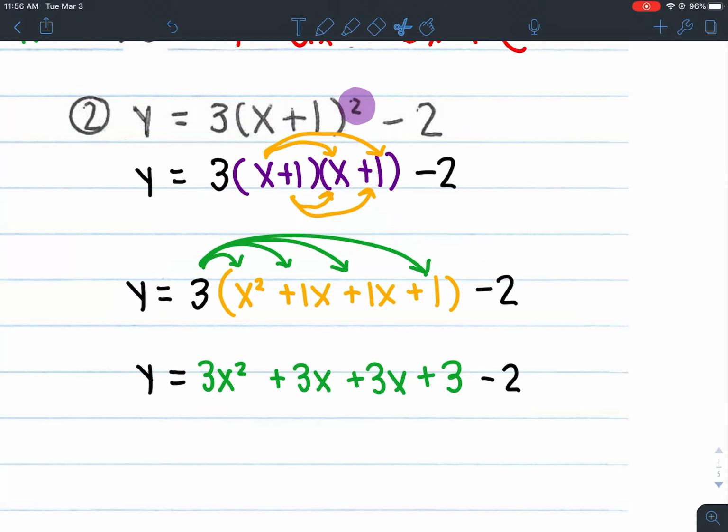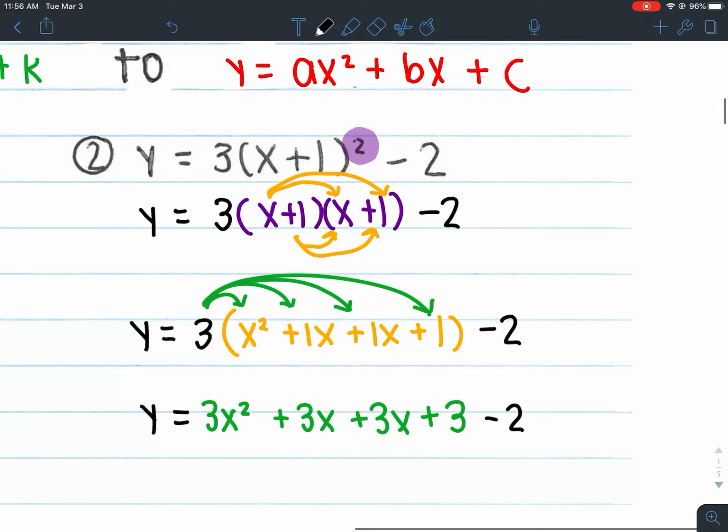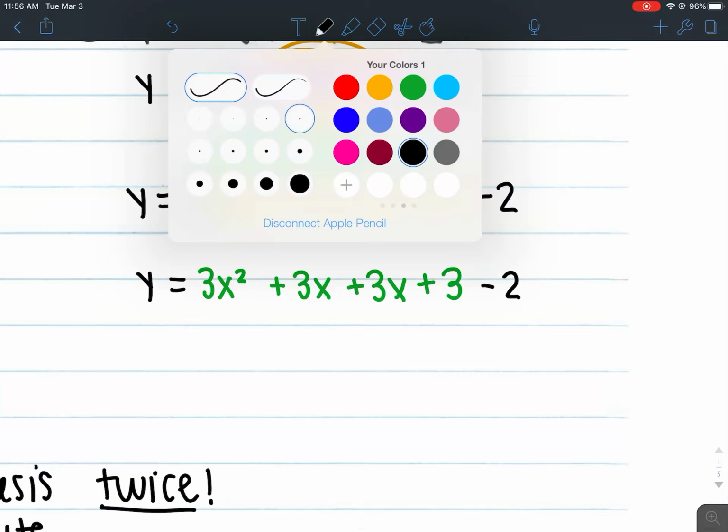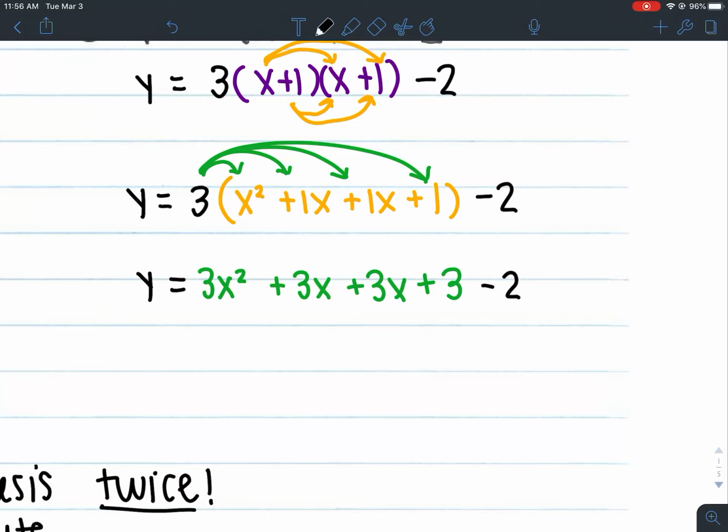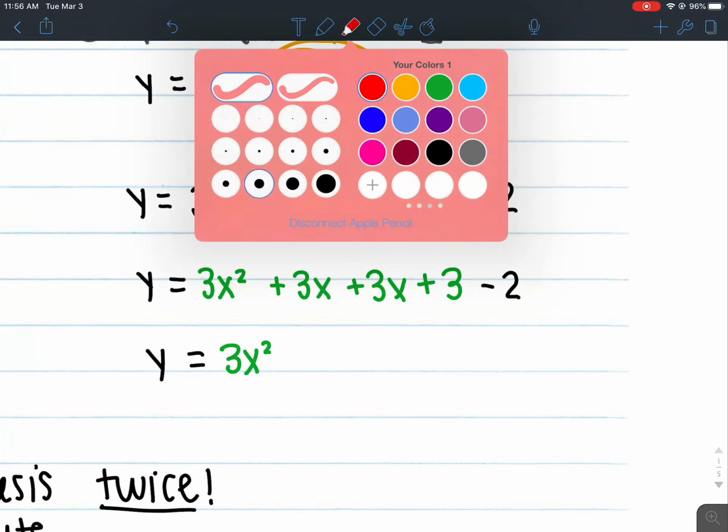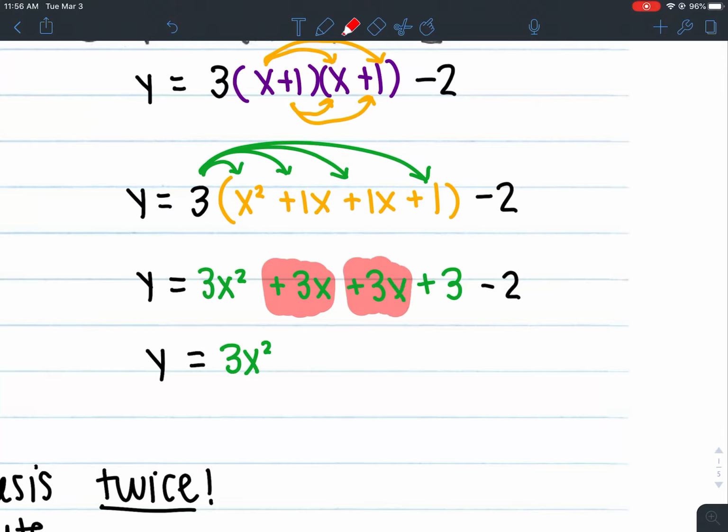Again, if you need to rewind the video so that you can double check everything I did, you may do so. You have the ability to do that. And then the very last step after I'm done distributing and everything is complete, I'm going to combine like terms. So I have y equals, well, 3x squared doesn't have any like terms because there's no other x squareds in here. But I notice that I have 3x and 3x. Well, what's 3 plus 3?